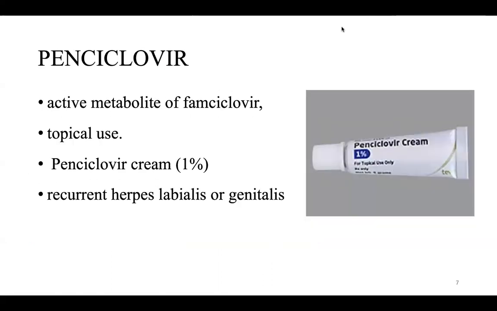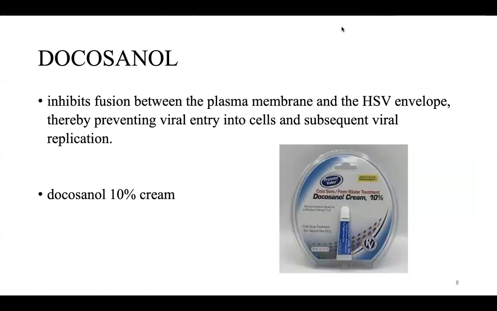Next drug, penciclovir. The guanosine analog penciclovir, the active metabolite of famciclovir, is available for topical use. Penciclovir cream 1% shortens the duration of recurrent herpes labialis or herpes genitalis. Next drug, docosanol. Topical docosanol 10% cream is available without a prescription.